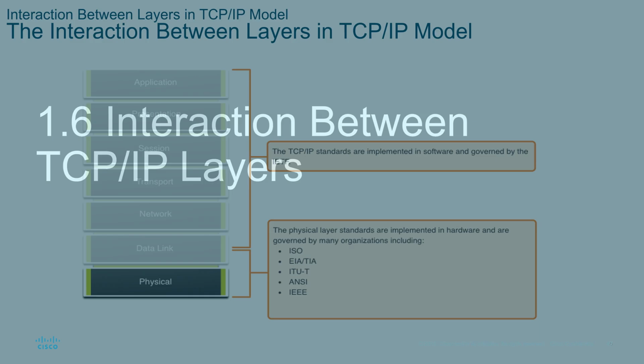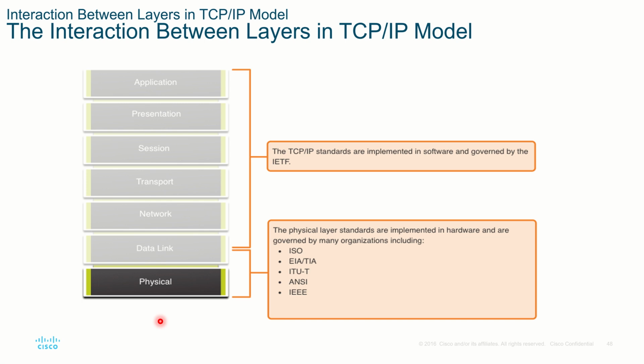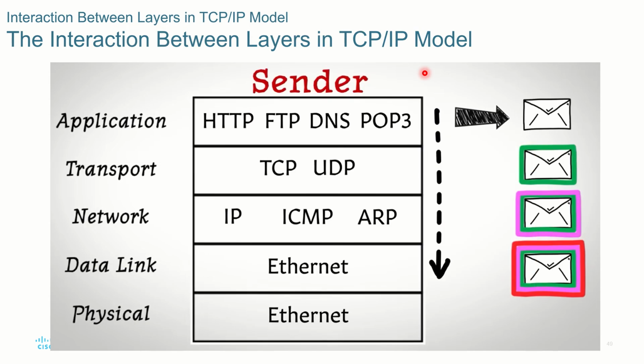So let's see the interaction between TCP/IP layers. This diagram is the layers for OSI. But because the reference model in practice that we use is the TCP/IP model, you can see here a more accurate representation. For the network access, it consists of data link and also physical.